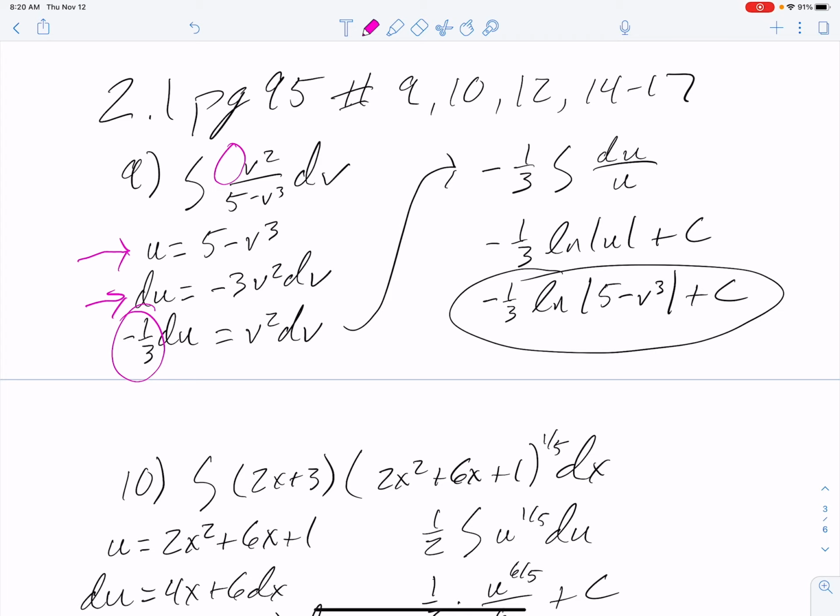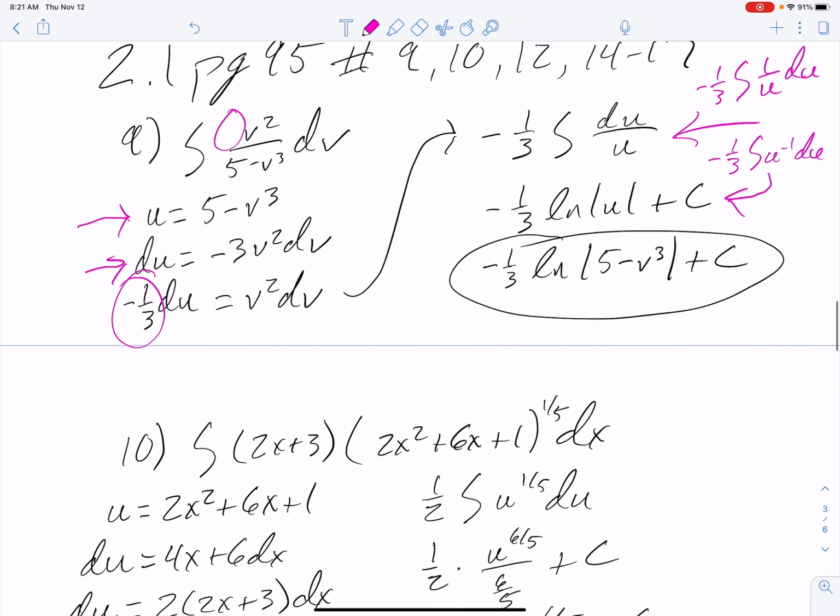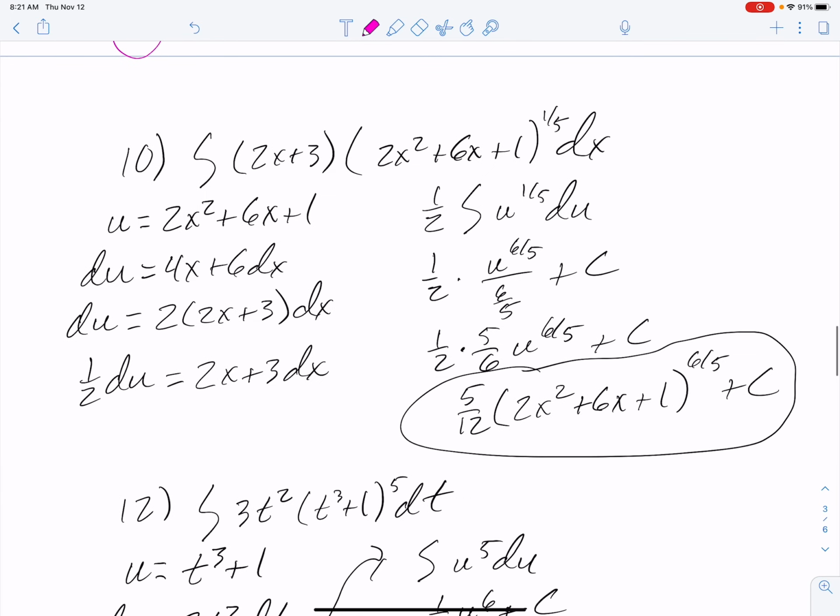So I'm able to rewrite my integral, negative 1/3 integral of du over u, or as some people prefer, they like to use the 1 in their numerator and put the du to the side. Whether you recognize it at this step or whether you end up rewriting it as u to the negative first du, this is that special case that we're supposed to recognize as our natural log. So I get negative 1/3 natural log absolute value of u, substitute in my 5 minus v cubed, and I'm done.